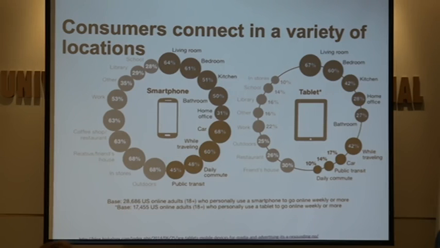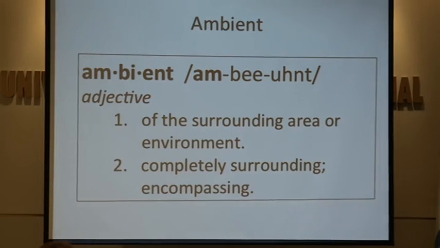And so, again, the sense of ambient: it's always there, always present. So let's talk about the word ambient. It means of the surrounding area or the environment, completely surrounding, encompassing. And that's really the world we're moving into, one where we are surrounded by computation, by smart devices, the smart physical world, and we have to live inside that world. And as software developers, we have to create that world.